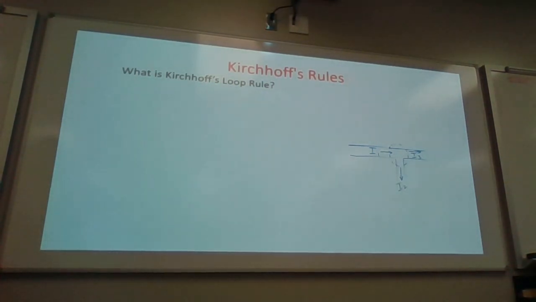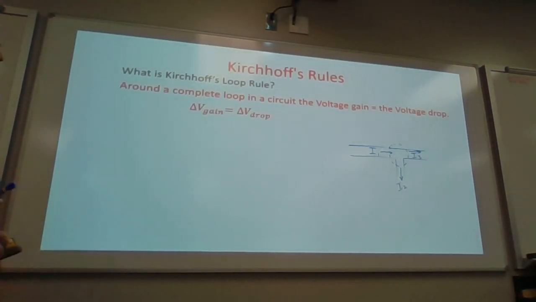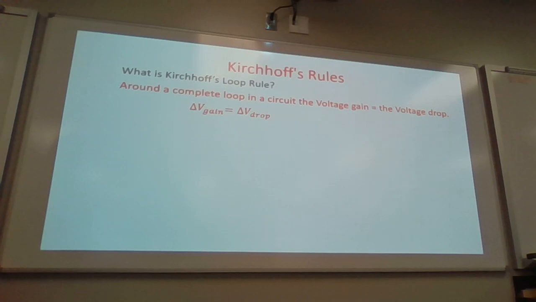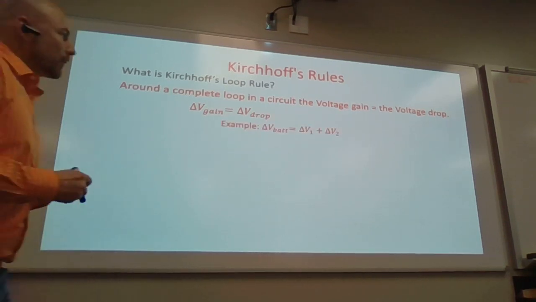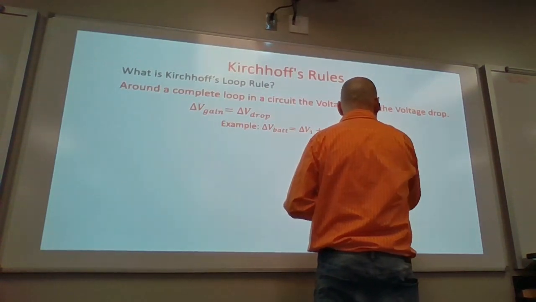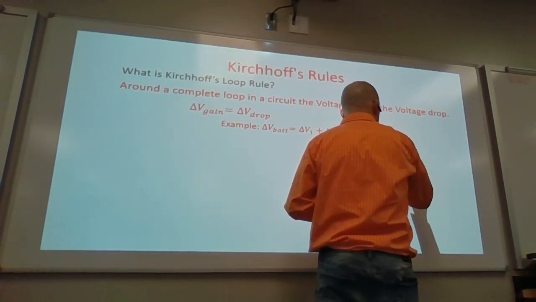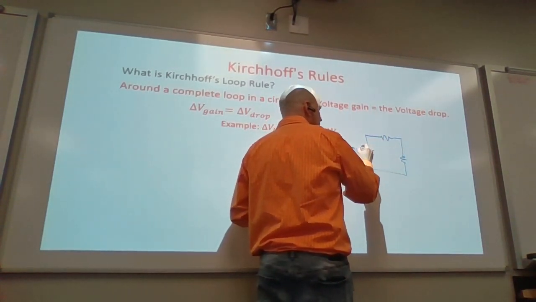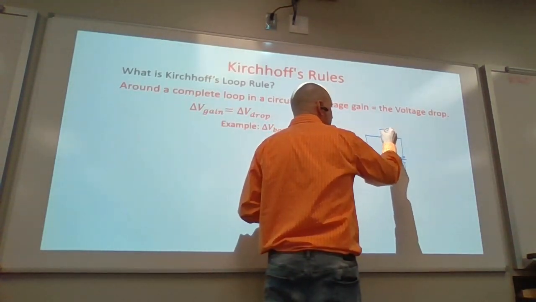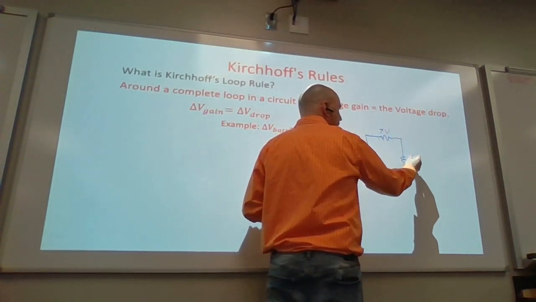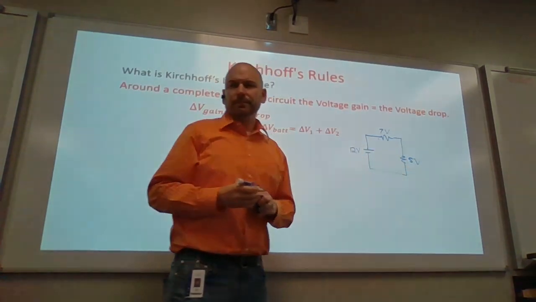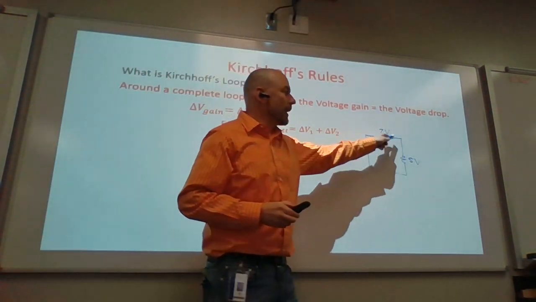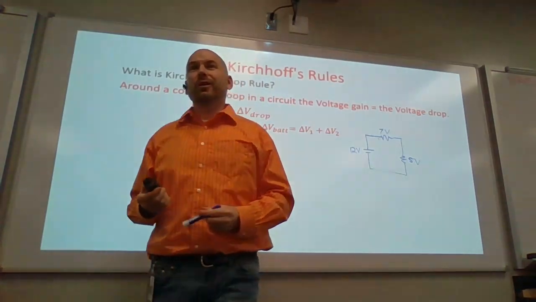Kirchhoff's loop rule says this: the voltage gain is equal to the voltage drop for a single loop. If we have a battery, then a resistor and a resistor, let's say the voltage is 12 volts across here, and there's a 7-volt drop across this one. There needs to be a 5-volt drop across that one. The voltage gain for a single loop has to equal the sum of the voltage drops. That's Kirchhoff's loop rule.